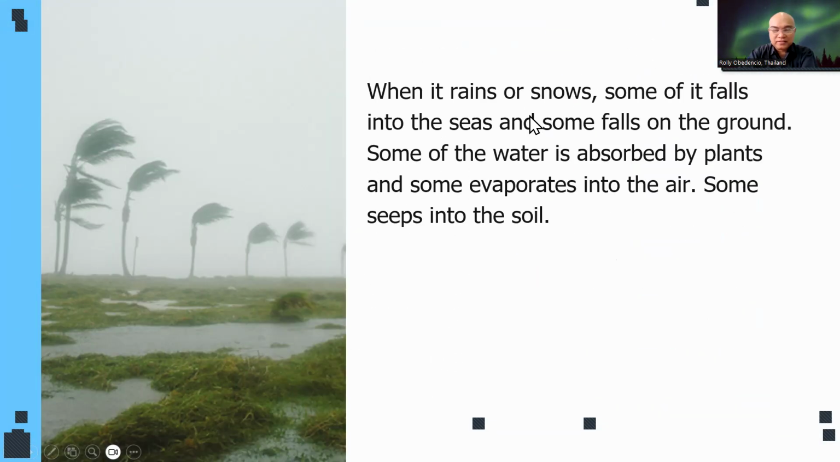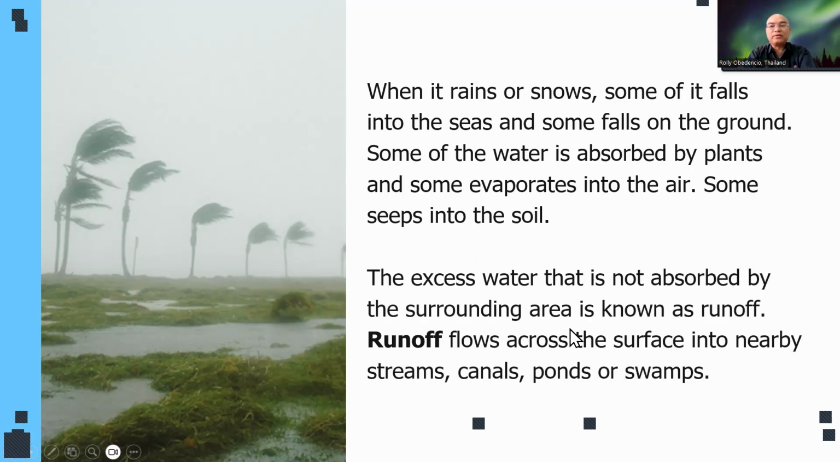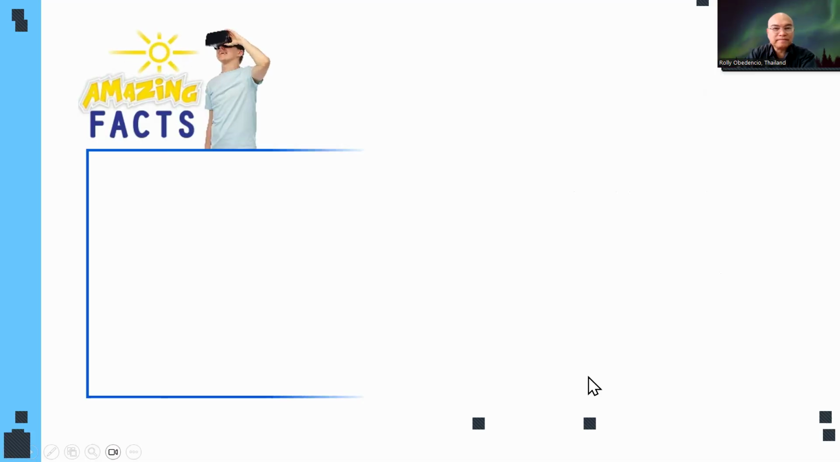When it rains or snows, some of it falls into the seas and some falls on the ground. Some of the water is absorbed by plants and some evaporates into the air. Some seeps into the soil. The excess water that is not absorbed by the surrounding area is known as runoff. Runoff flows across the surface into nearby streams, canals, ponds, or swamps.